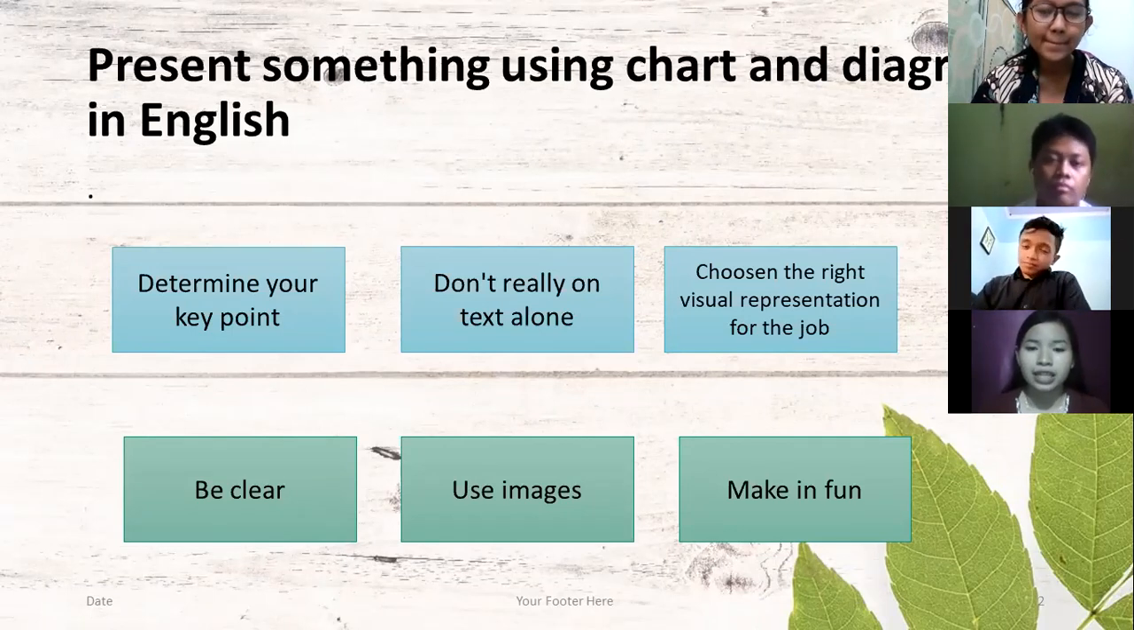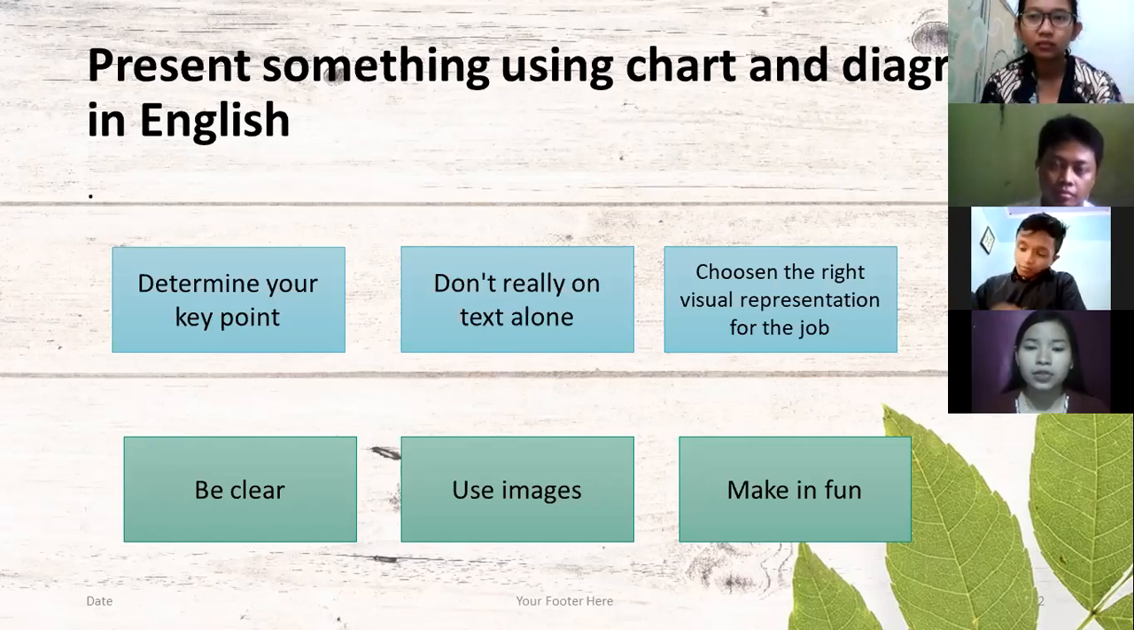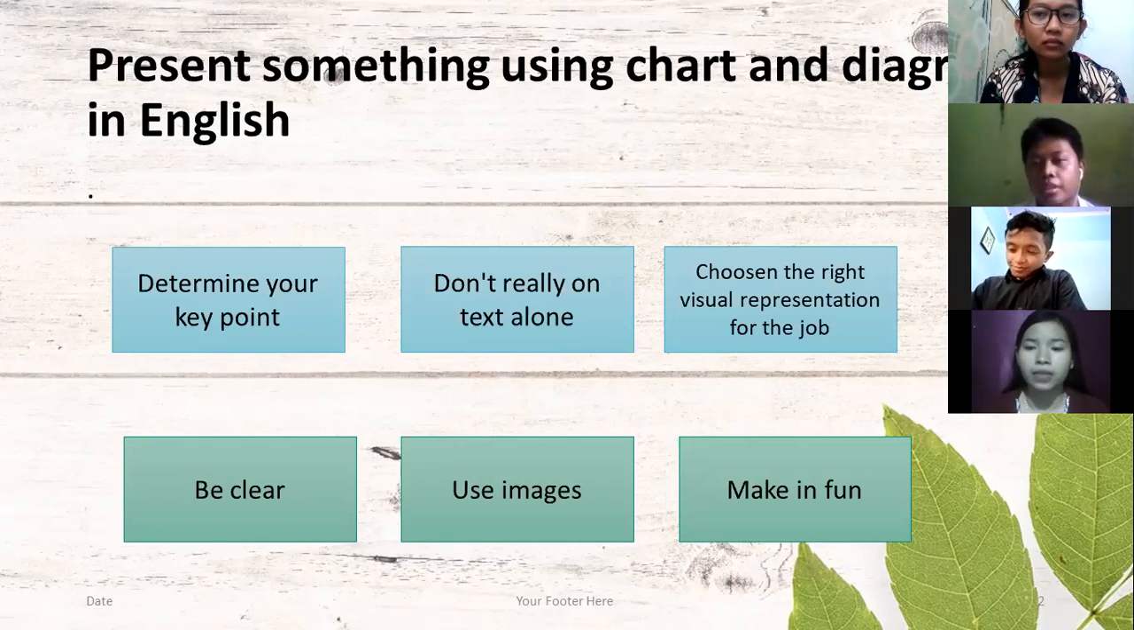The second step is don't rely on text alone. If you show your diagram, don't rely on the text alone, because the audience gets bored reading a lot of text. Moreover, when the audience is faced with a lot of text, it is difficult to take a point from this chart.